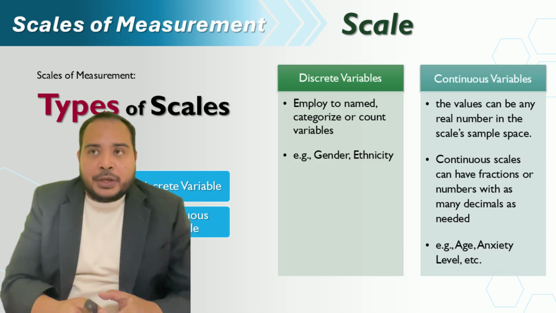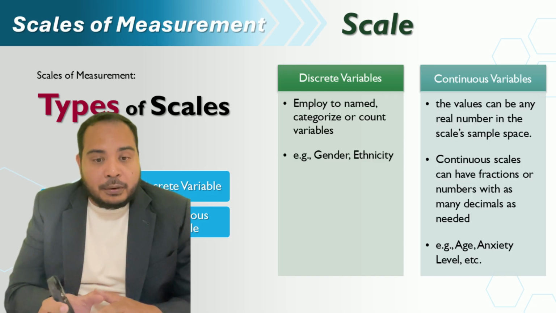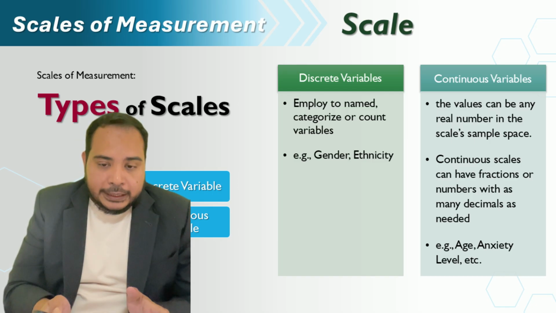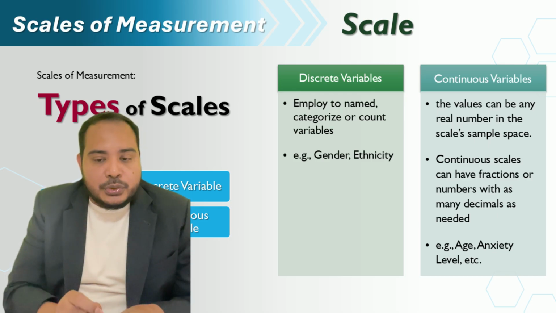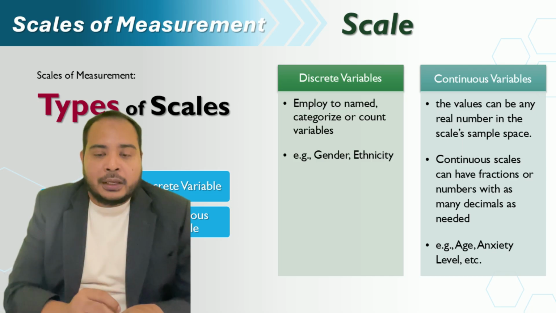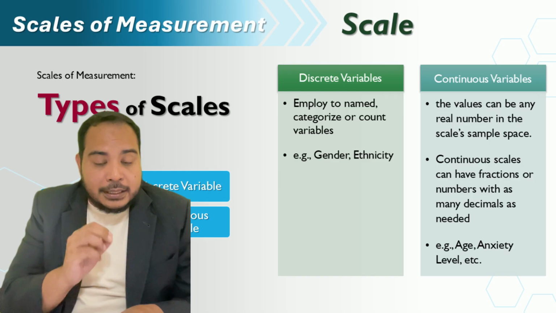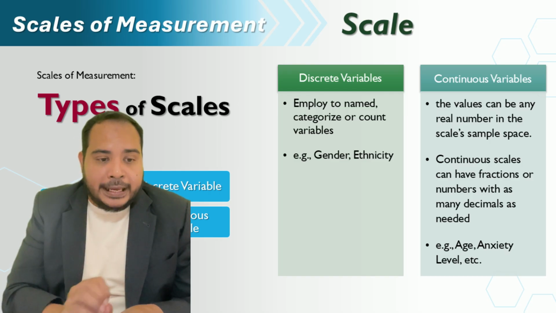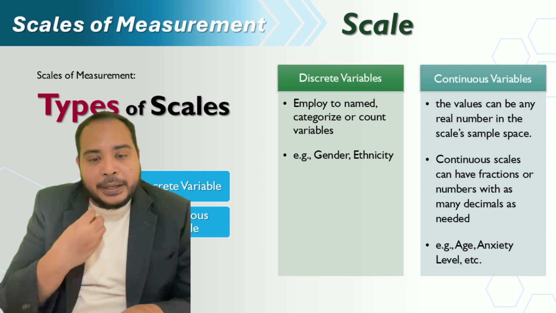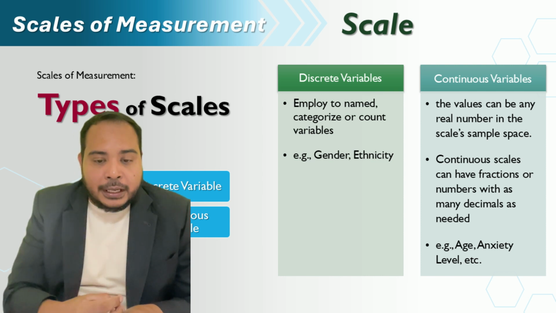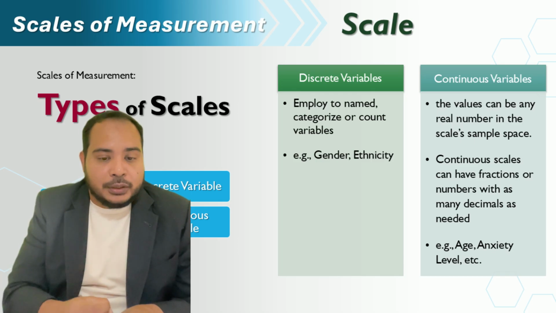Okay, so we have to understand that in terms of scales, we have two types of scales. There are scales which we call discrete variables, which we use only to name. We sometimes assign numbers to these, but these numbers do not give us any numeric value. They are symbols that represent the name of that particular variable.